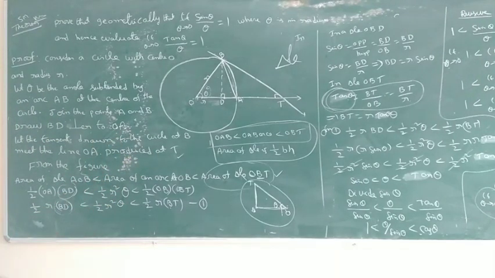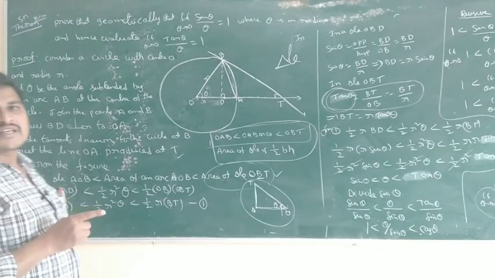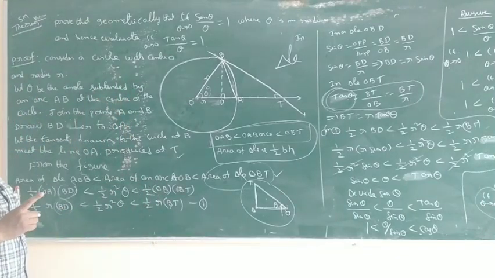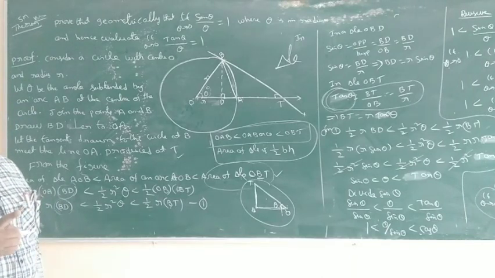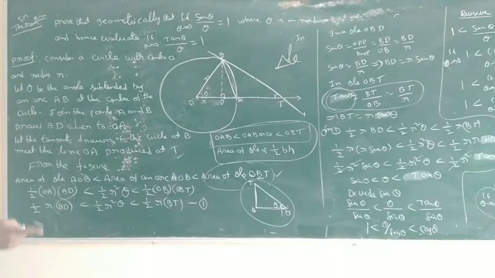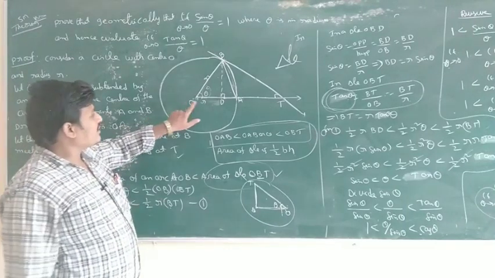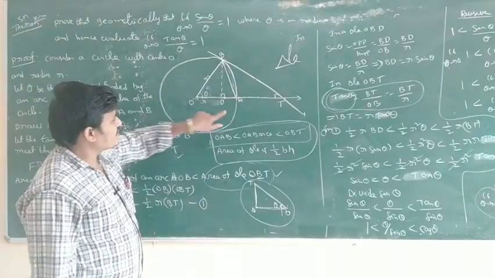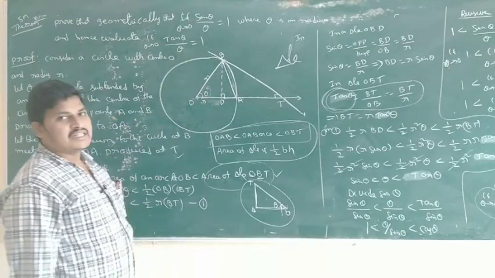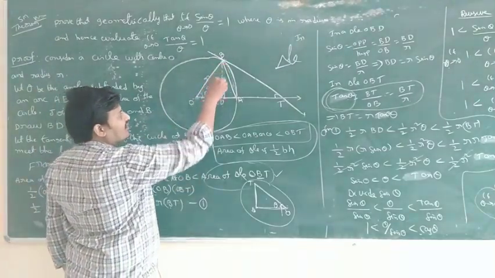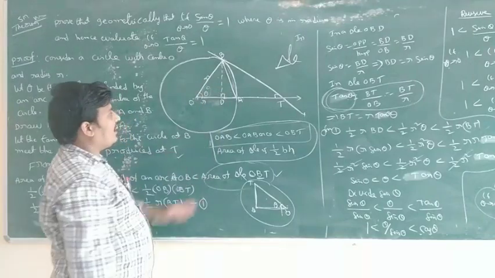What is the basic formula for the area of a triangle? Half into base into height. So one by two, for triangle AOB, what is the base? OA is the base, BD is the height. That's why we drew the line BD, because of the height.